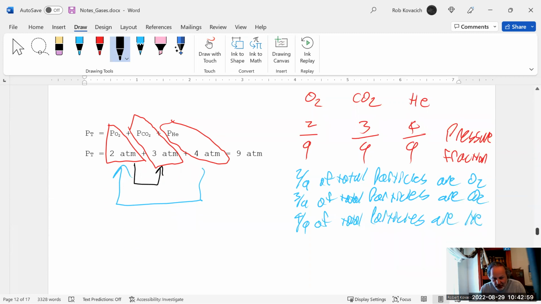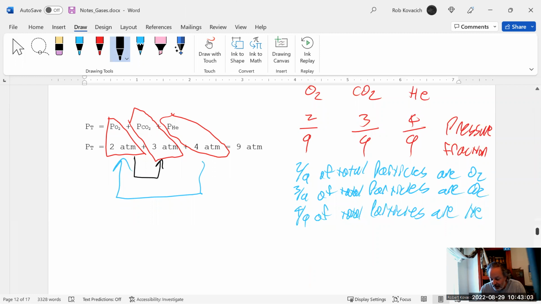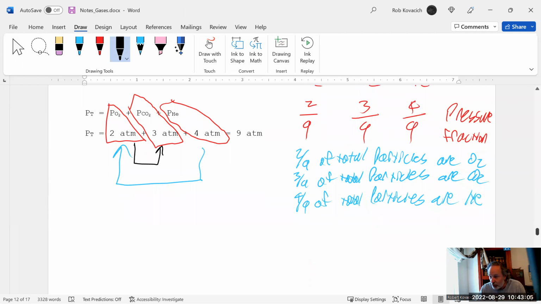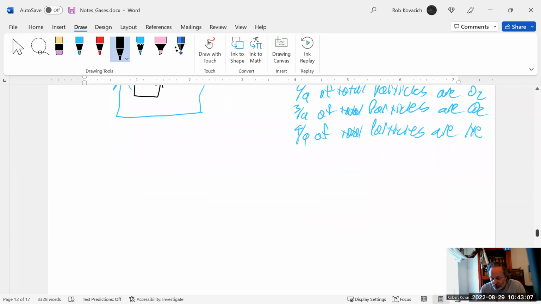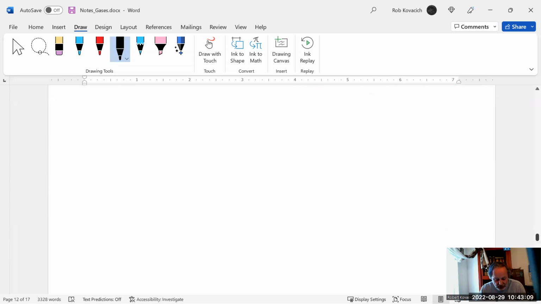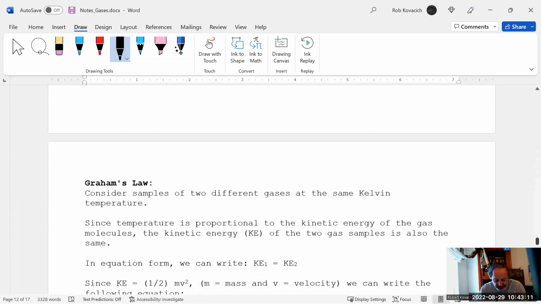So you can figure out what the pressures are based off of the amount of gases that are there, and vice versa. If you know what the pressures of the individual gases are, then you know how many of each of the particles there are. And that's Dalton's law of partial pressures.